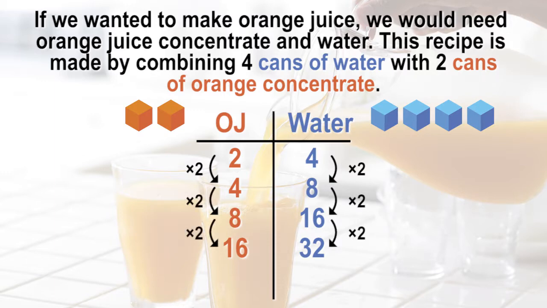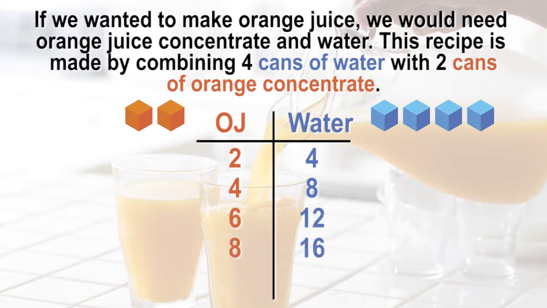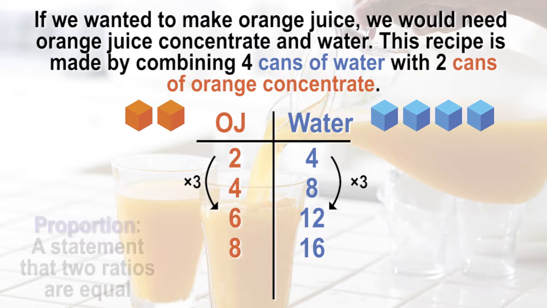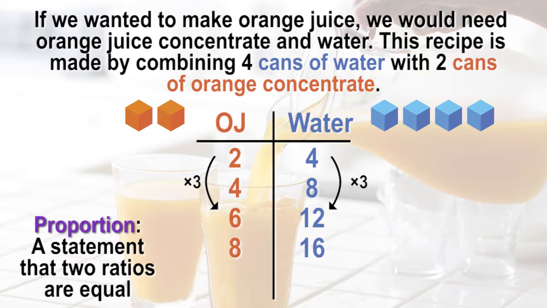Another way to find an equivalent ratio is to make repetitions or iterations of the original recipe. 3 iterations produces a recipe with 12 cans of water and 6 cans of concentrate. This is the same as multiplying the original recipe by a factor of 3. This new recipe is equivalent to our original recipe. When we have 2 ratios that are equivalent or equal, they are called a proportion.